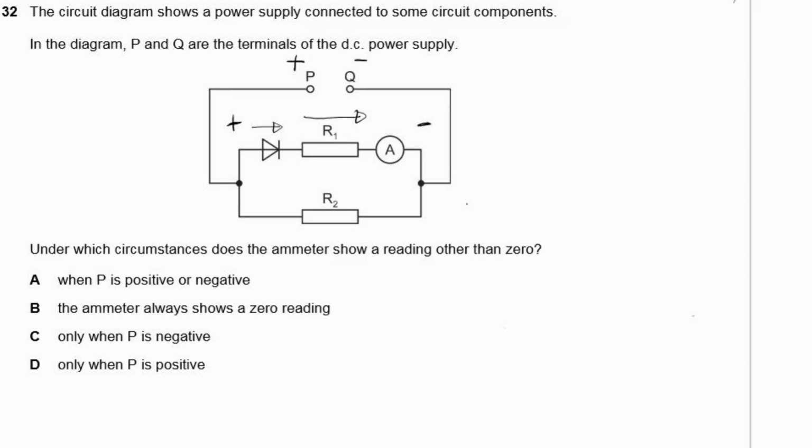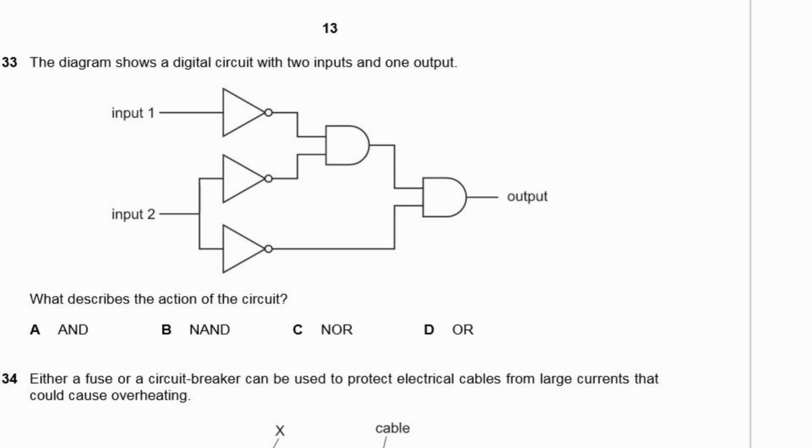So when P is positive and Q is negative, we will see a current, we will see a reading on the ammeter which is not equal to 0. So only when P is positive. There we are. Question 33.